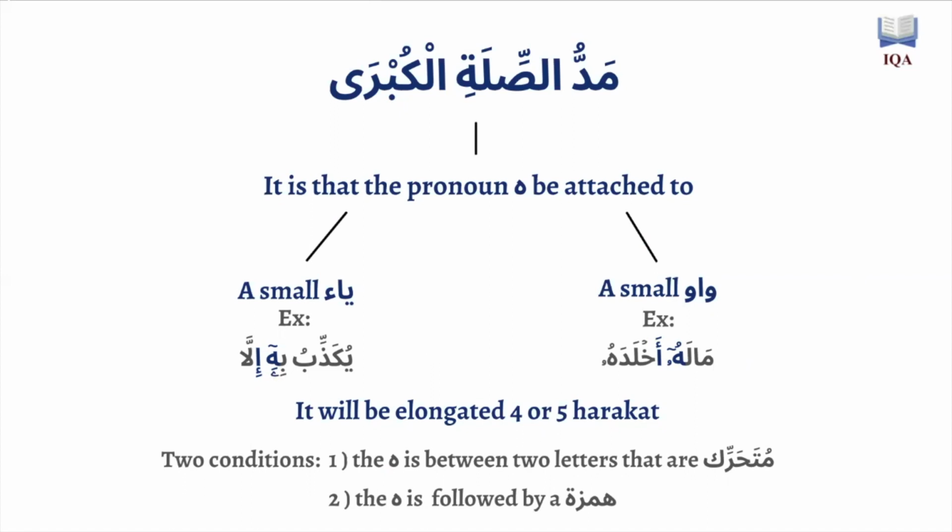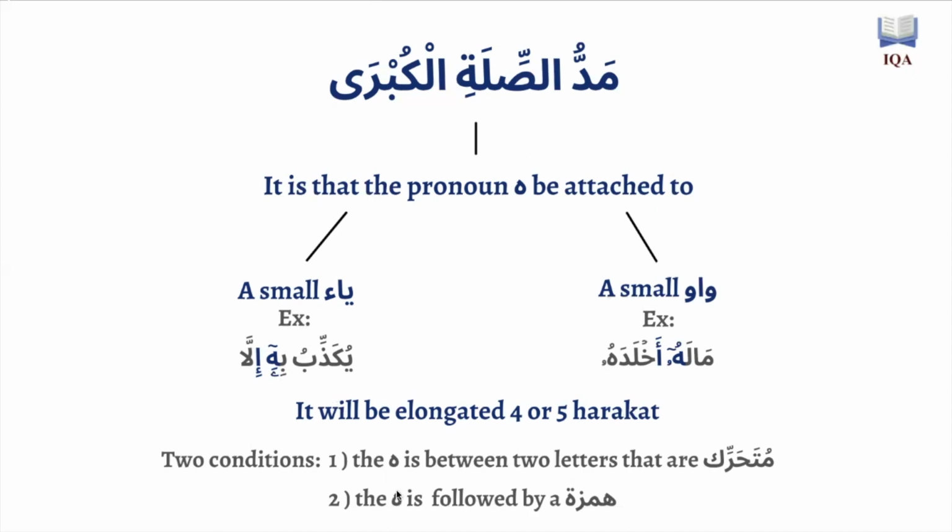Now the conditions for this to happen are two. The first one is that the hu or the he is between two letters that are mutaharrik. Mutaharrik means letters that have a haraka on them. So here both the hu and the he are between two letters that have a haraka. Here we have a lam with a fatha, here we have a hamza with a fatha, here we have a ba with a kasra, and here we have a hamza with a kasra.